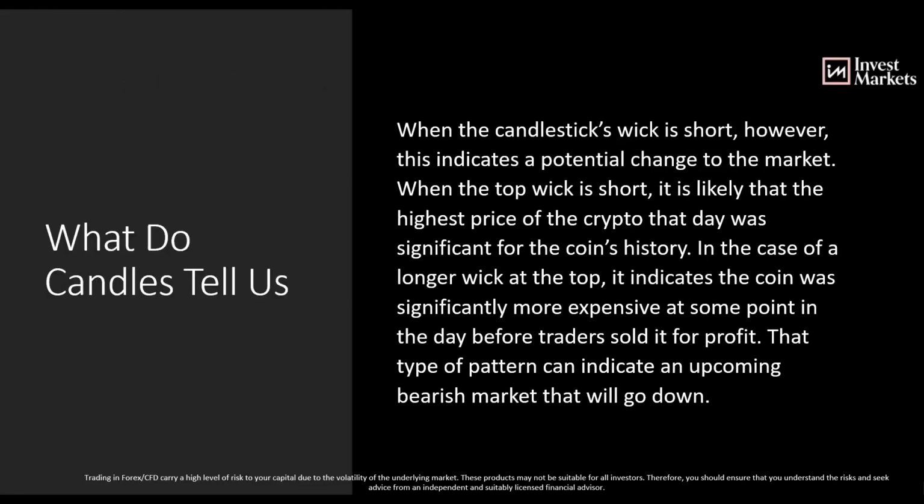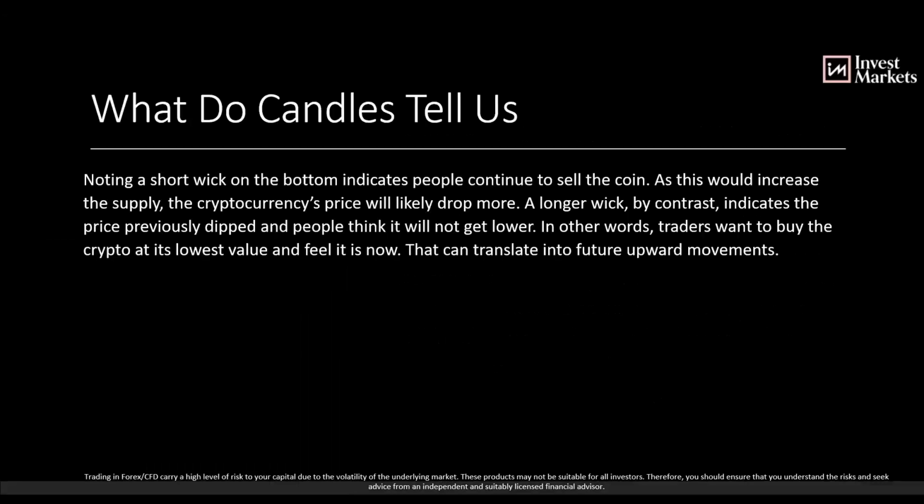When the candlestick wicks are short, however, this indicates a potential change to the markets. So we have the wicks and we have the bodies. Okay. When wicks are small, it means it opened and closed pretty close to the highs and the lows. When the body gets shorter, we get less play in the markets till we get indecision. As the bodies get smaller and smaller, that means the markets are less decisive.